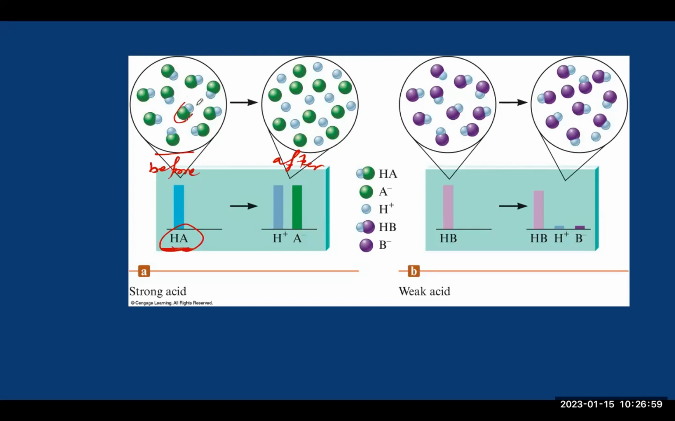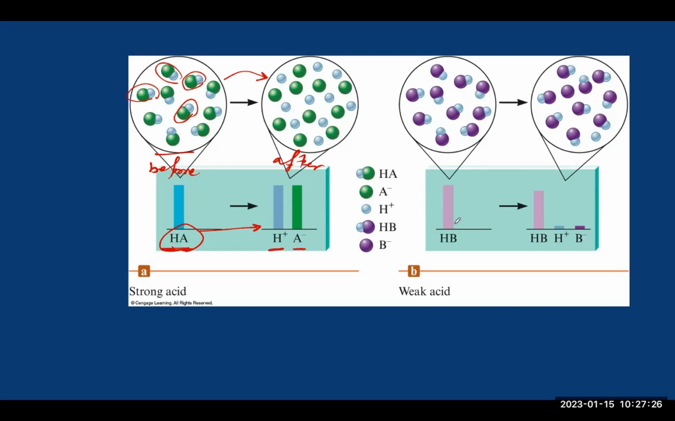So let's see. Here we have a molecule. This is a molecule of the acid. Then we put this acid into H2O. Here we can see that there are no molecules. All the molecules will be separated into their components, which means they will be converted to ions. So all the acid will be converted to ions. We'll have H plus and A minus.